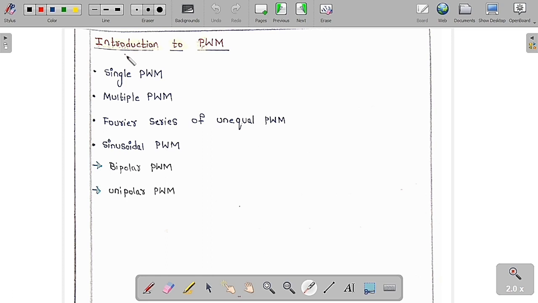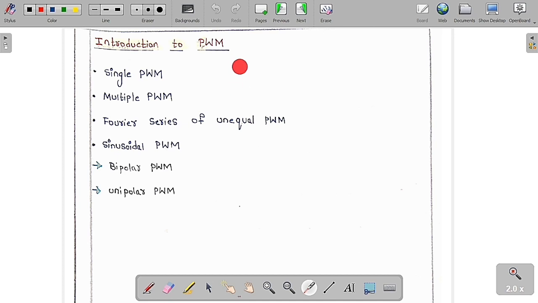So we are going to study some of the important topics of the PWM, pulse width modulation. The first thing we are going to study is single pulse width modulation, then multiple pulse width modulation, then the Fourier series of unequal pulse width modulation, and then sinusoidal pulse width modulation. Sinusoidal pulse width modulation is divided into two types: bipolar pulse width modulation and unipolar pulse width modulation.